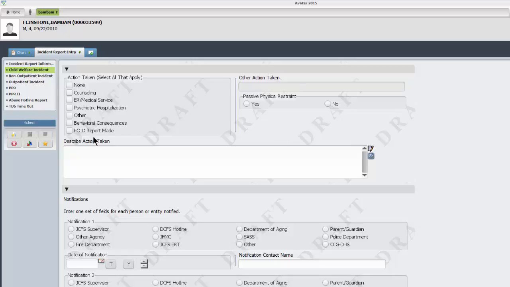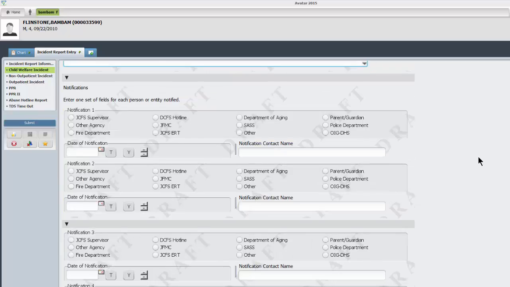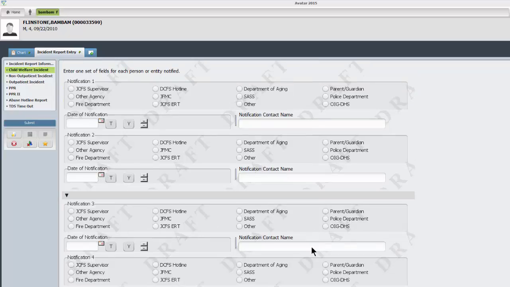Then we would go down to the second subsection and talk about what was done. So did we do counseling? Was there medical service required, psychiatric hospitalization, etc.? Was there passive physical restraint done? And then a description of the action, and then a list of who was notified. So first would be the JCFS supervisor, then it may be that person's supervisor. It may be that we needed to make a hotline report. There are all sorts of options for who we would need. It may be OIG if this was someone who was disabled. We have 4 different possibilities in terms of listing out notification.